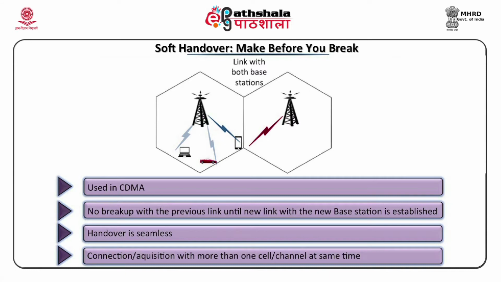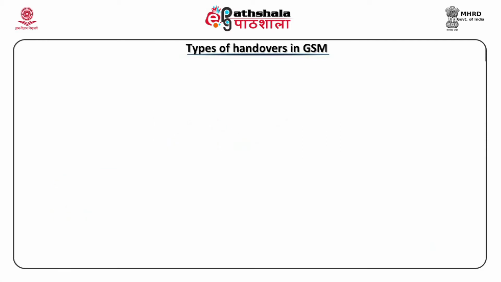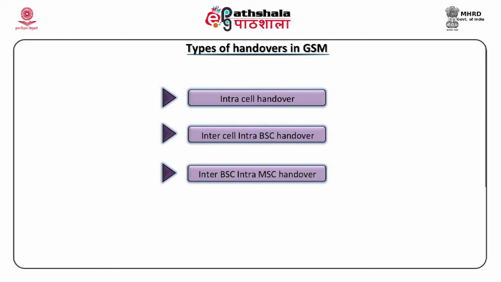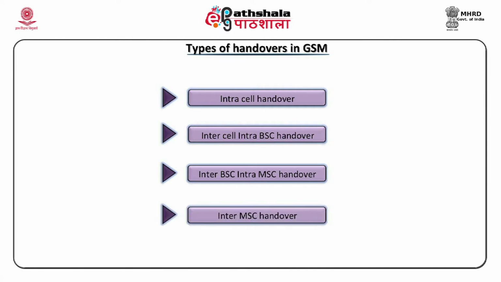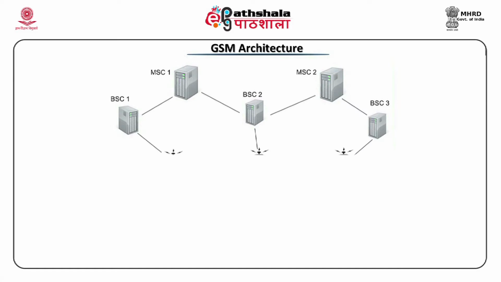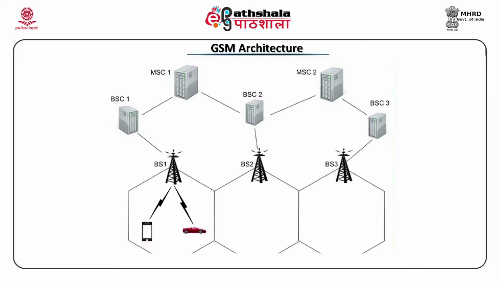Now, depending on how the mobile device is moving, from which area to which area it is going, the handovers are divided into 4 categories: intra-cell handovers, inter-cell or intra-BSC handovers, inter-BSC or intra-MSC handovers, and inter-MSC handovers. Now, what are these terms? These terms we had already discussed in the previous modules when we discussed the architecture of GSM.